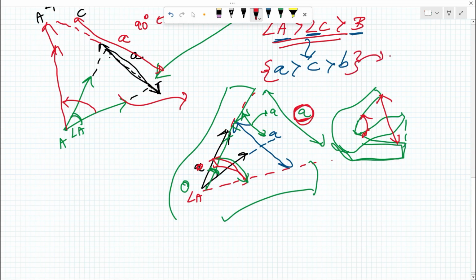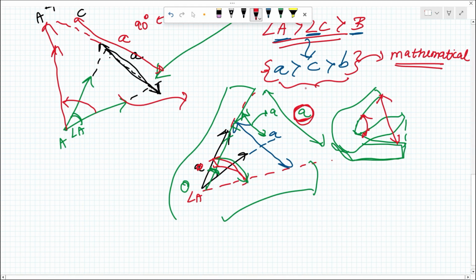There is a rigorous mathematical proof for this, which I'm not going to get into. This is just a way I would like you to understand why in a triangle this property holds true.